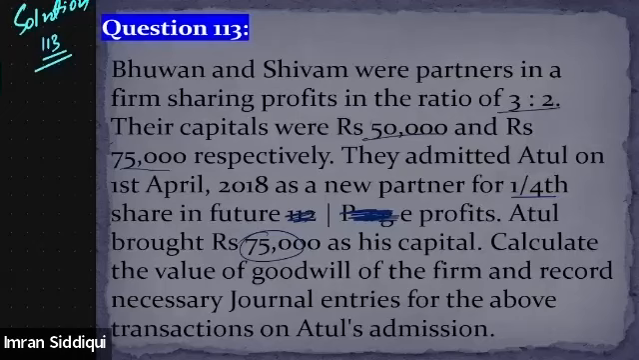Calculate the value of goodwill of the firm and record the necessary general entry for the above transaction. They admitted Atul on 1st of April 2018 as a new partner for 1/4 share in the future profit. Atul brought rupees 75,000 as his capital. Calculate the value of the goodwill of the firm and record the necessary journal entries.